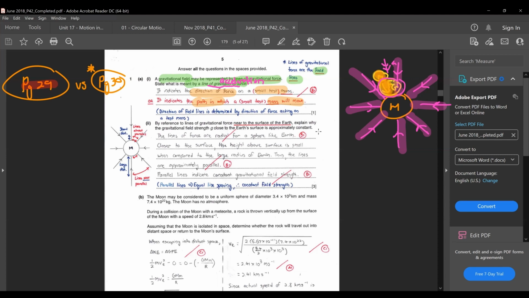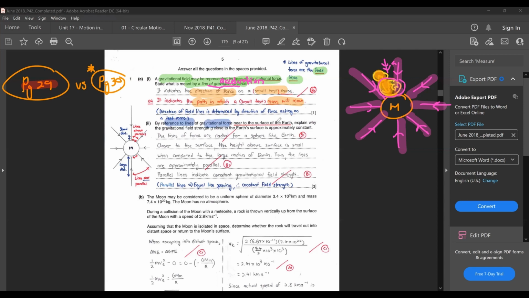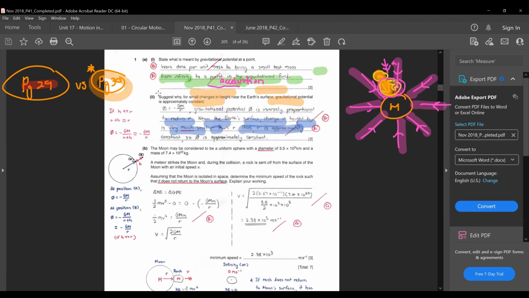Now, if you look at part 2, part 2 is saying that by reference to the lines of gravitational force near the surface of the Earth, explain why gravitational field strength g close to the Earth's surface is approximately constant. Okay, so when it comes to your questions on gravitational field, sometimes you may be asked to explain why certain things are constant. If you look at page 30, which you did in the last lesson last week, page 30 was talking about suggest why for small changes in height near the Earth's surface, gravitational potential is constant.